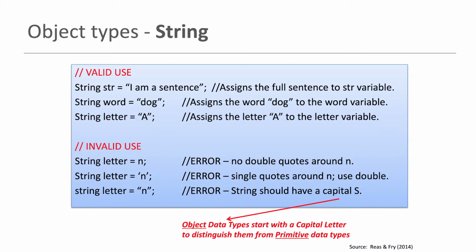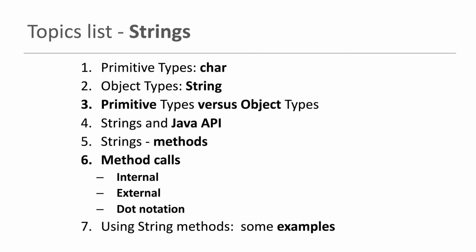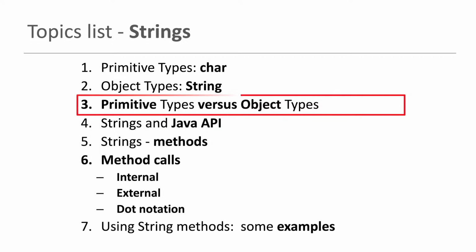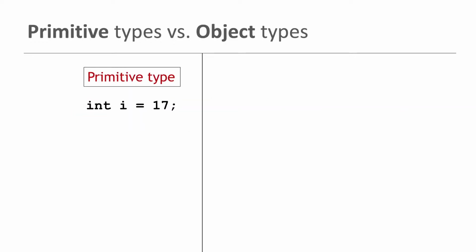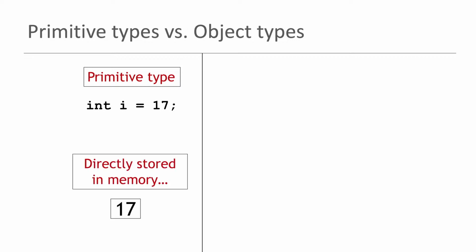So the rule is object data types start with a capital letter to distinguish them from primitive data types, which start with lowercase letters. Again, we're distinguishing between and introducing object types today. So let's look at the difference between a primitive type and an object type. Here's a primitive type, int. We're creating a variable i, and we're going to initialize it to 17. So that's stored directly in memory. We have a box in memory, and we put 17 into the box. We call that box i.